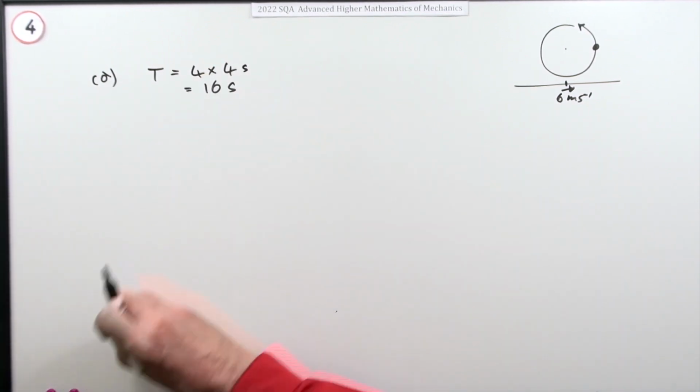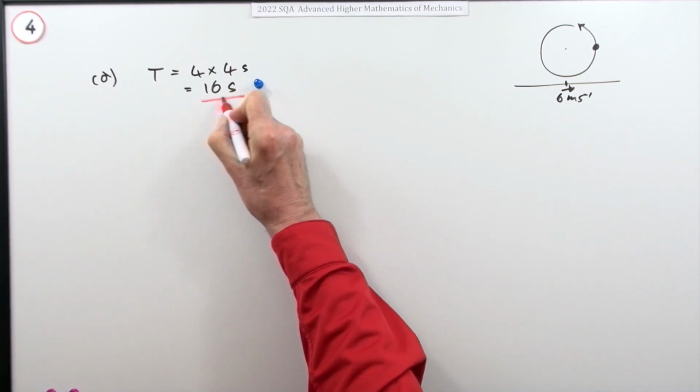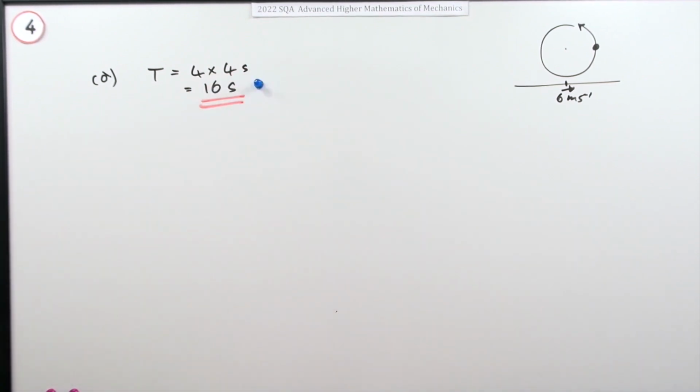Now, it did just say state. So you wouldn't have needed to show that 4 times 4.